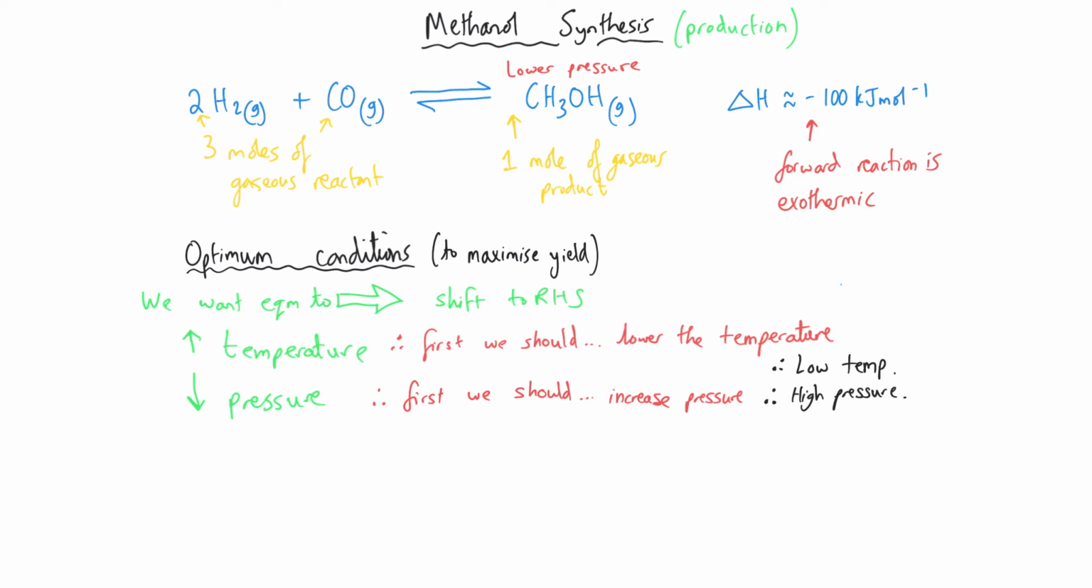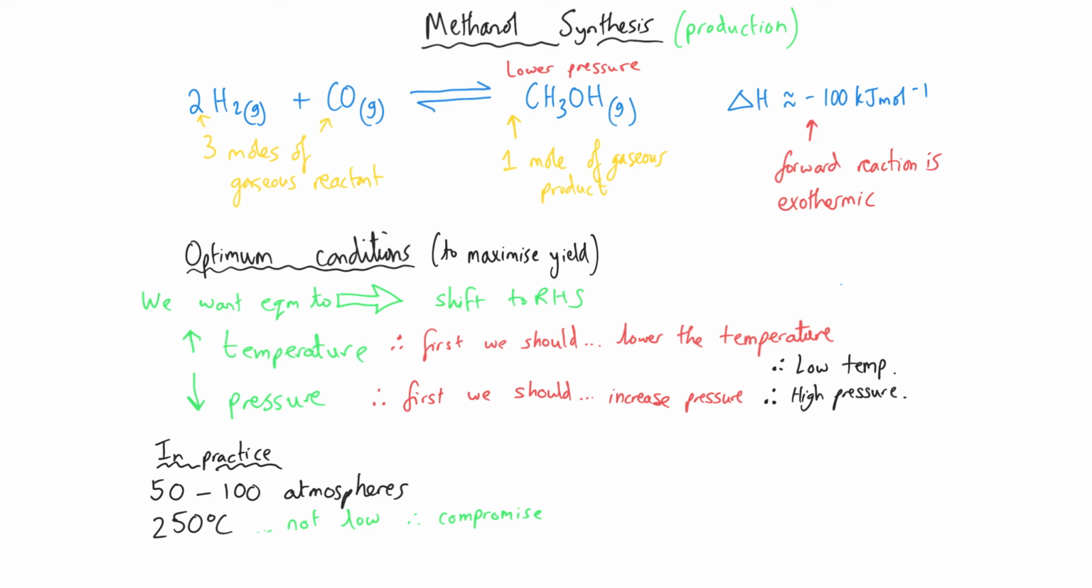Now, in practice, we use a high pressure, about 50 to 100 atmospheres, so that means about 50 to 100 times higher pressure than atmospheric pressure, and that gives us both a good yield and a fast rate of reaction. We use a temperature of 250 degrees C, which is not low, but from an industrial point of view, it's not a high temperature. And that's because we want to try and maximise yield. Remember, we'd ideally want a very low temperature, but we don't want to compromise on rate of reaction, because remember, a higher temperature is a faster rate of reaction.